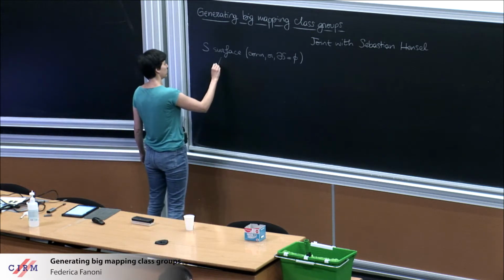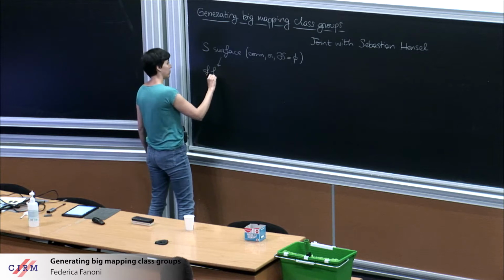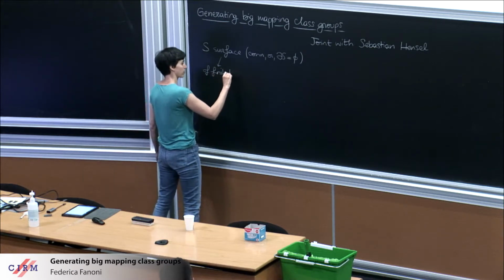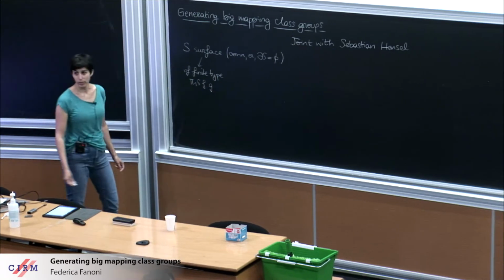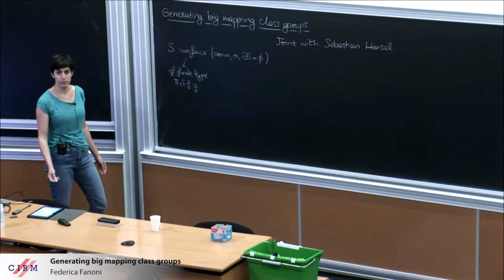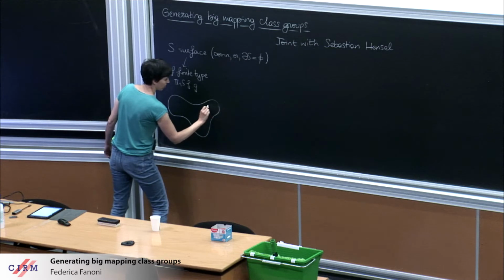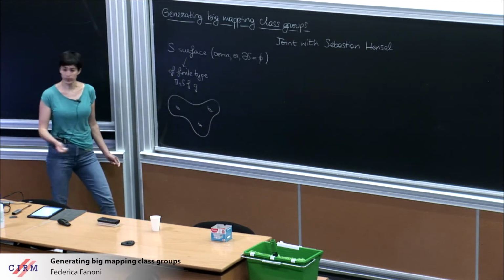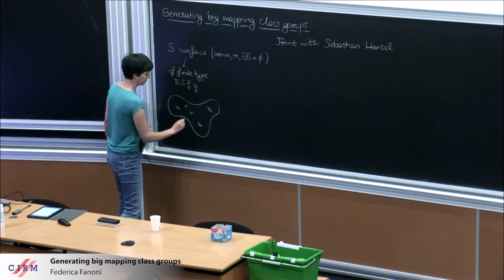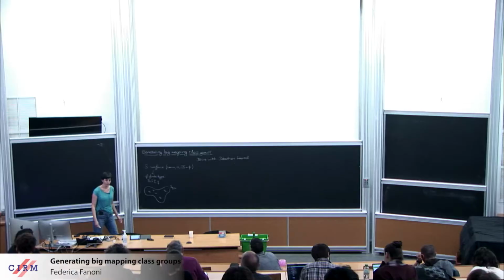So my surface can be of two types, which is of what is called a finite type. This means that the fundamental group of the surface is finitely generated, but more down to earth, what this means is that it's one of the surfaces we're probably most used to, meaning we take a compact surface of some finite genus, and we can remove finitely many points. It's going to be a surface of genus G and N punctures.